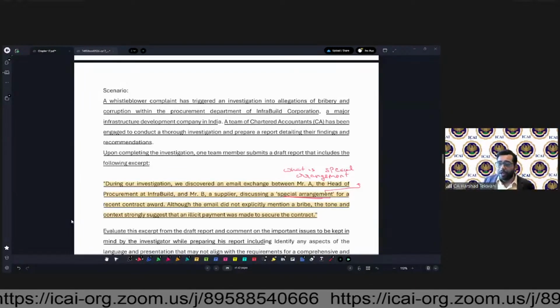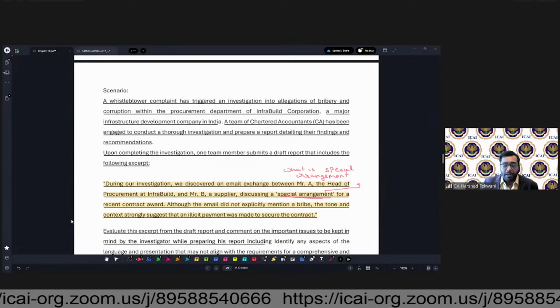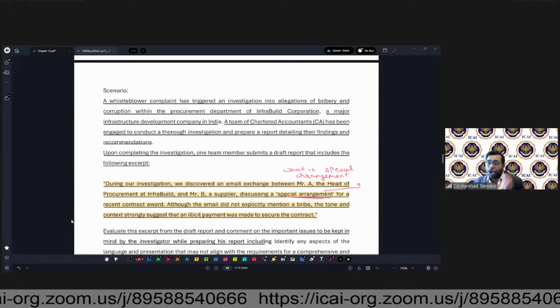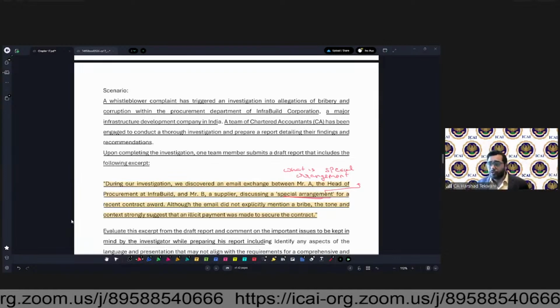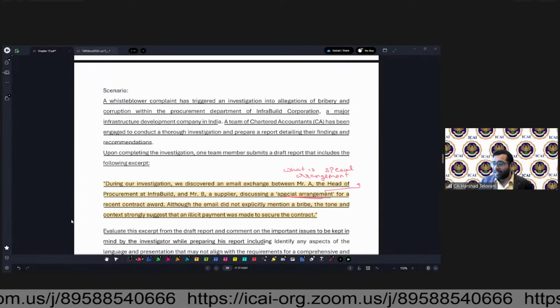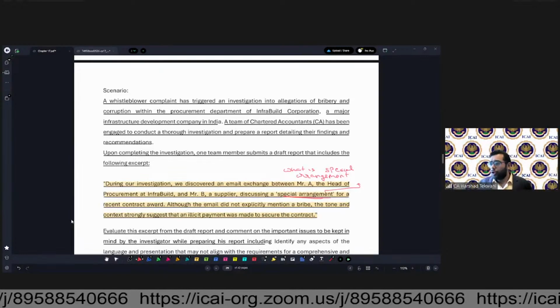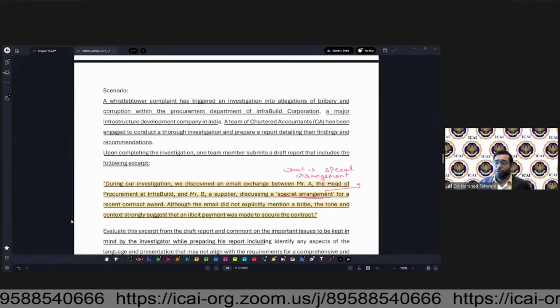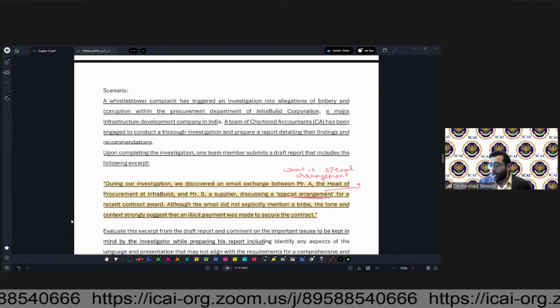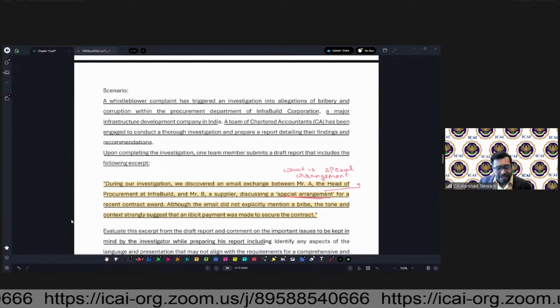It's an ambiguous word, like some kind of arrangement. In an investigation report, you have to be precise about what you are using as a term. You have to specify. You have to explain everything. Here, the nature of the arrangement or concrete evidence, there is no support for that. Number two, if you see the wordings, strongly suggest.